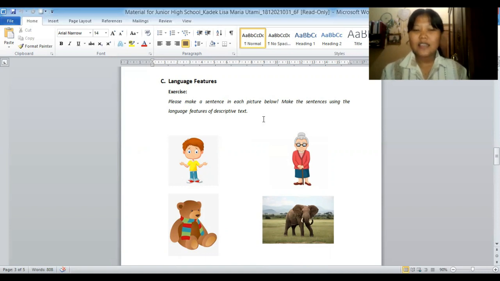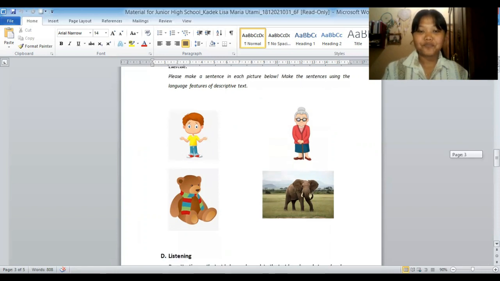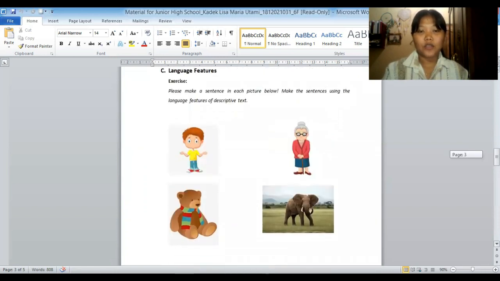The expected sentence example that I'm expecting from a student, maybe for the first picture, is: the young boy wears a yellow t-shirt. That's a short example of making a sentence considering the language features of descriptive text, which is simple present tense or present continuous tense. This is for the activities about language features.